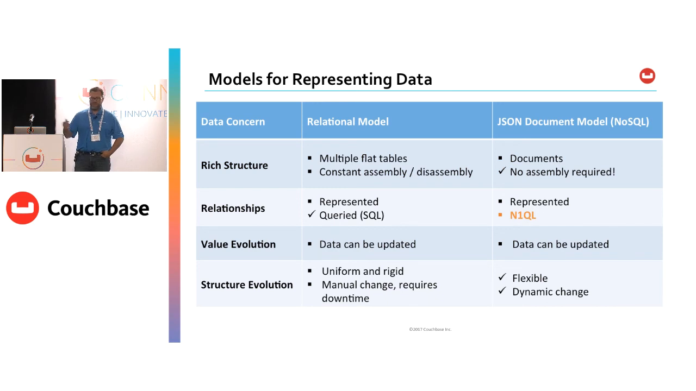Value evolution, obviously both can be easily updated. And then structure, this is really another area where NoSQL, I think, wins the day, right? On the relational side, it's a little more uniform and rigid, a little more manual to change, requires downtime, whereas with JSON, there's flexibility and the ability to dynamically change my data model.